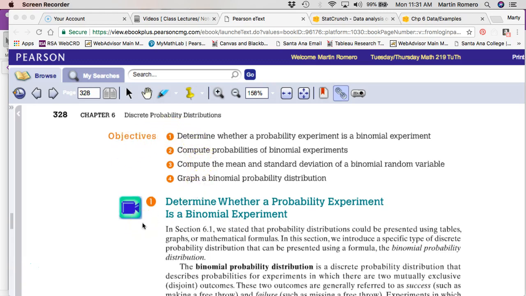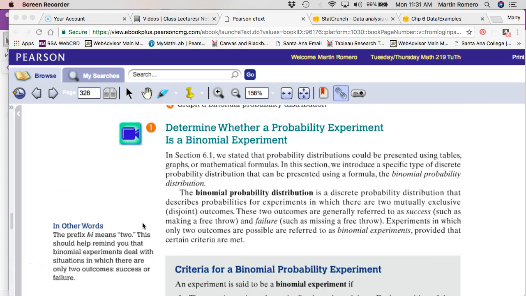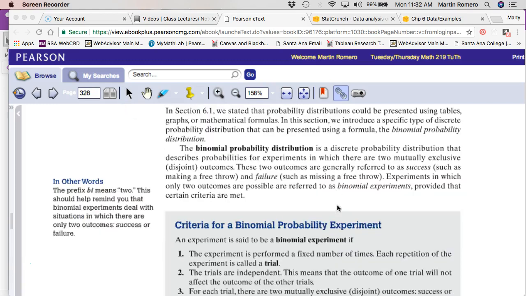And so what we need to recall is that in section 6.1, the previous one, we stated that a probability distribution could be presented using tables, graphs, or mathematical formulas. So in this section, which involves the binomial probability distribution, we'll be using a formula to generate answers, and specifically, we'll plug values into StatCrunch that use the formula.